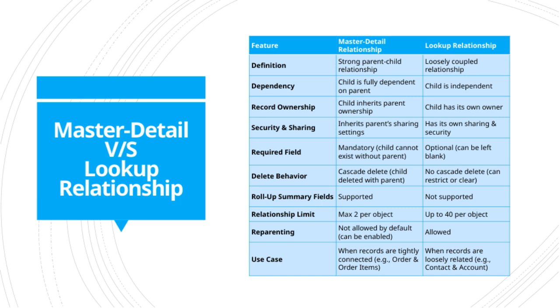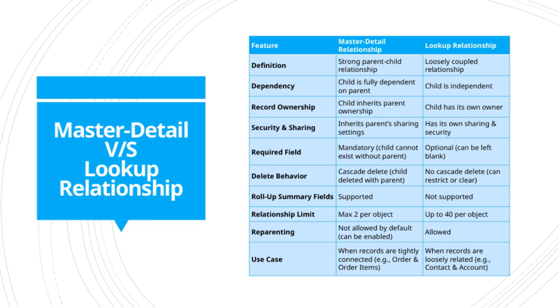Another point is roll-up summary fields. They are supported in master detail relationships, which allows you to aggregate data from child records easily. However, lookup relationships do not support this feature. In terms of limits, you can have a maximum of 2 master detail relationships per object, but you can have up to 40 lookup relationships, offering more flexibility for complex data models. Reparenting, or changing the parent of a child record, is not allowed by default in master detail, but can be enabled if needed. Meanwhile, in lookup relationships, reparenting is generally allowed, providing more adaptability.